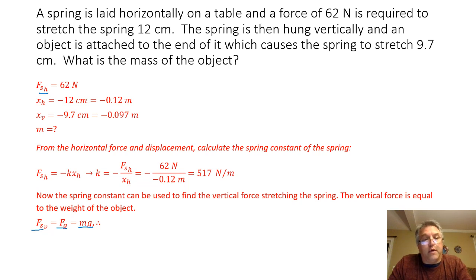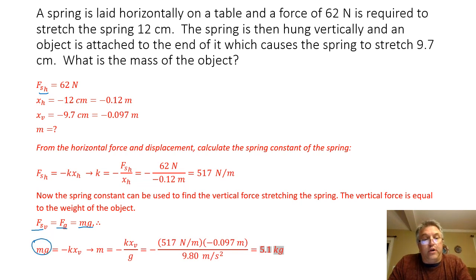So I can take my Hooke's law formula and replace the force with mg. And doing that, I'm going to have mg equals negative kx. Solving that for mass, I'm going to have mass equals negative kx divided by g. I plug my known values into that equation, and I'm going to get a mass of 5.1 kilograms.